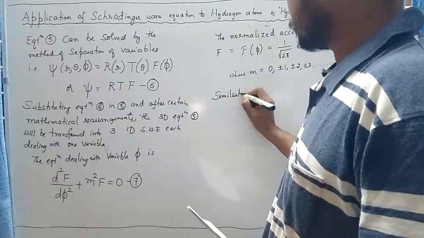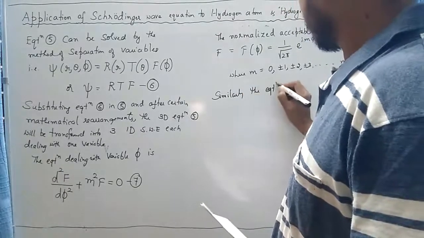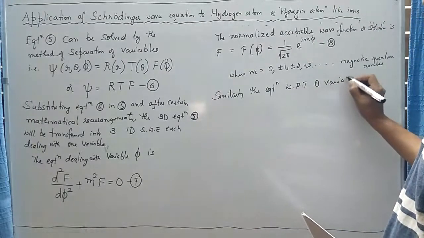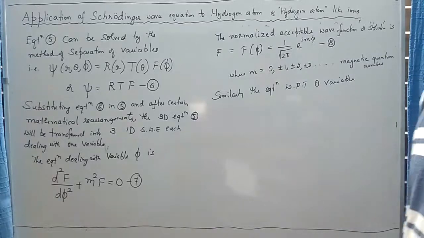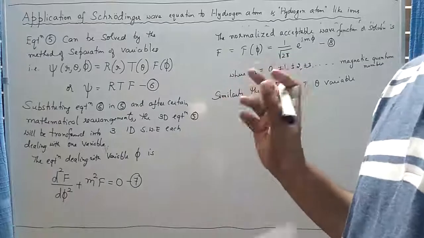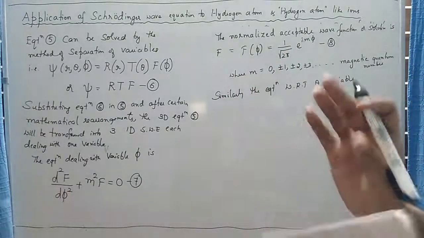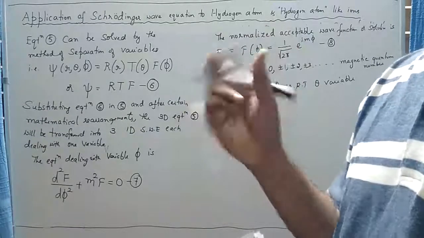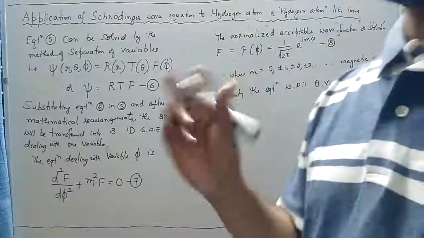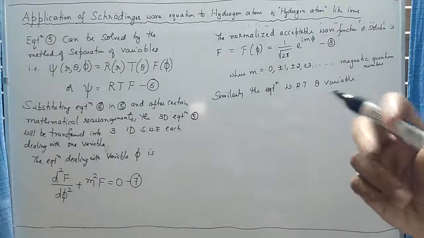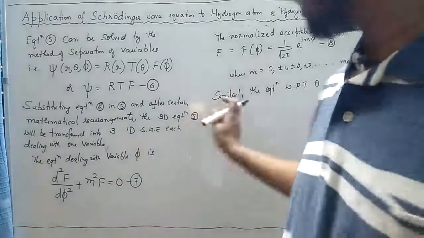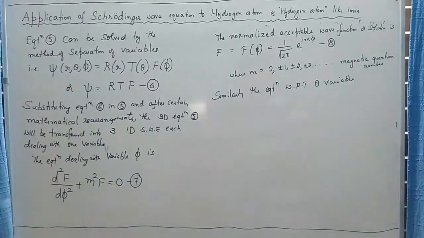Similarly, the equation dealing with respect to the variable theta, all these equations are very much similar to the equations that we had in the rigid rotator problem. Why? Because the structure of the hydrogen atom as we have defined and the rigid rotator are almost one and the same. There also you have a lighter atom revolving around the heavier atom. Here also you have a lighter electron revolving around the heavier nucleus. So the expressions for the equations, especially the theta equation and phi equations, are almost one and the same.